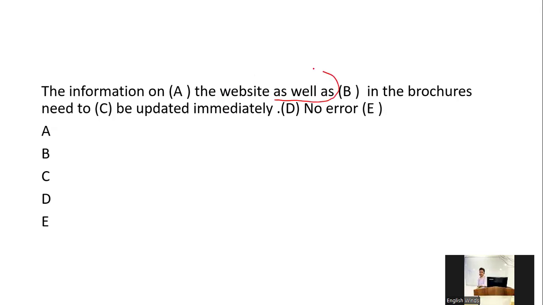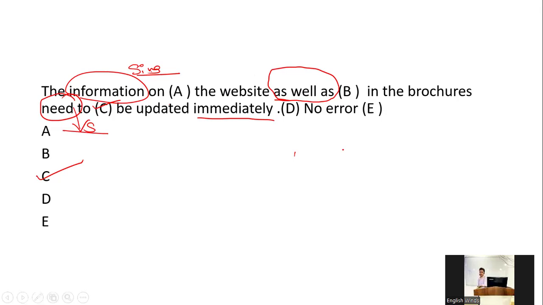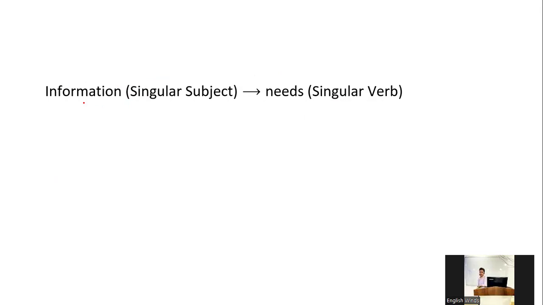Quickly, you can answer, why? Because just now I told you this, as well as, if you do remember. The information on the website as well as in the brochures need to be updated immediately. So here need, it is V1, but information is singular. Always do remember information. We don't say informations. So always we follow singular, and with this, we need to use S. So the answer is going to be in part C. That is, it has to be the information on the website as well as in the brochures needs to be updated immediately. As you can see, information being a singular subject, we require a singular verb.